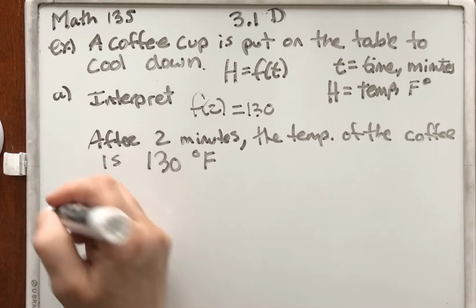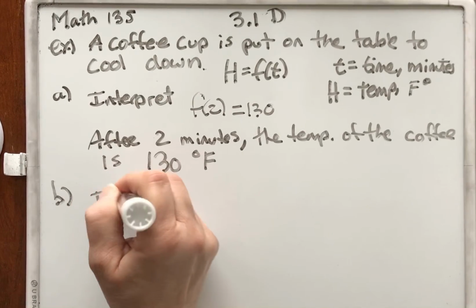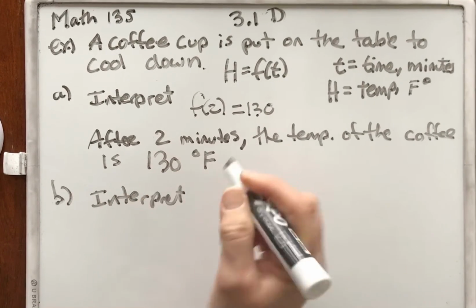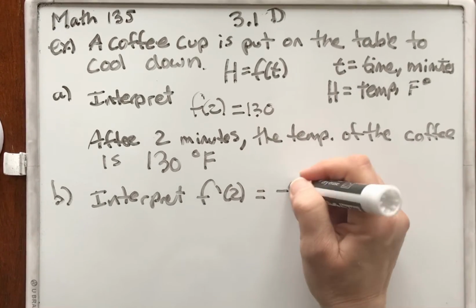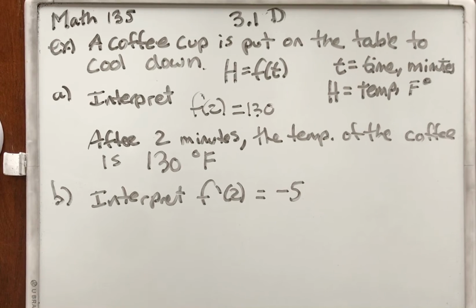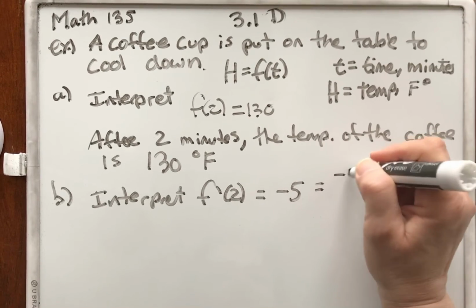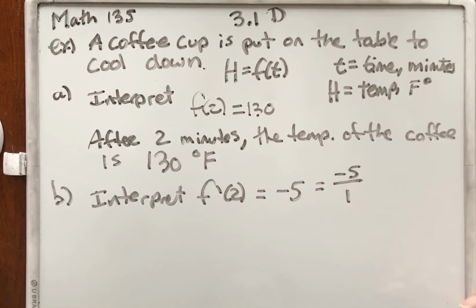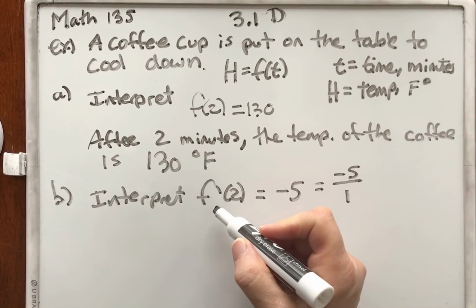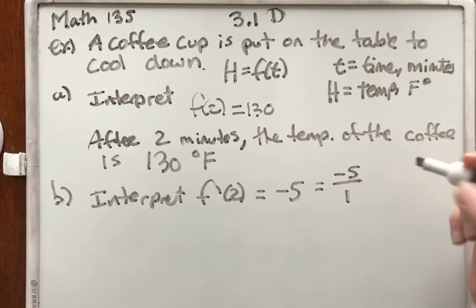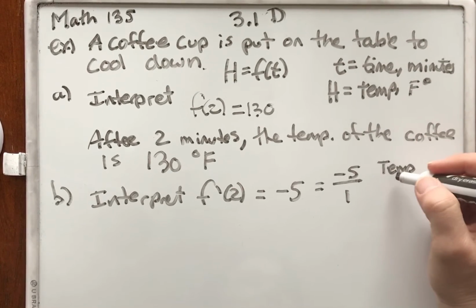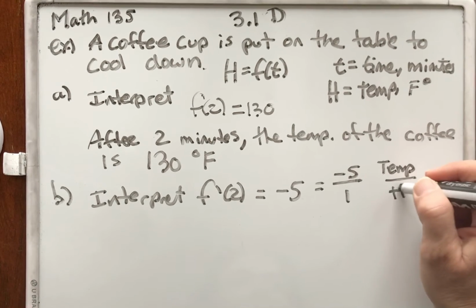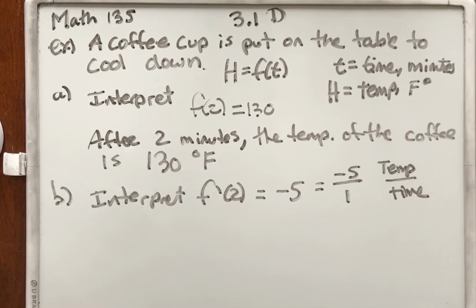All right, letter B. Interpret F prime of 2 equals -5. Well, -5 is the same thing as -5 over 1. And when we look at the derivative, we're looking at a rate. So this would be the temperature, because the temperature is the output, and the output goes over the input, temperature per time. Okay?